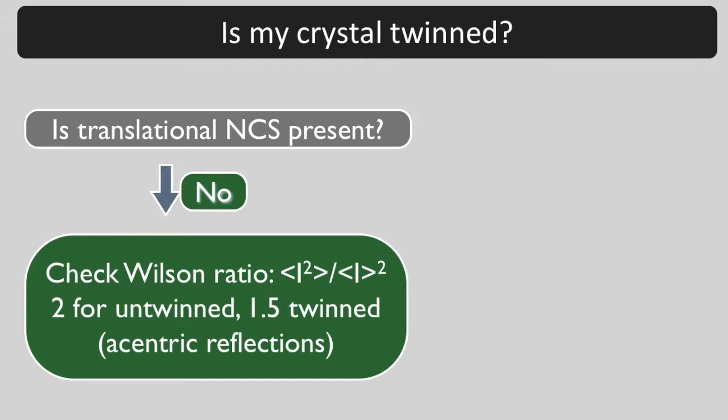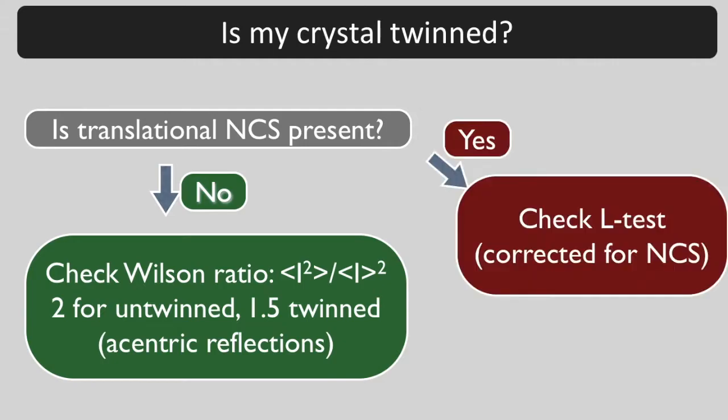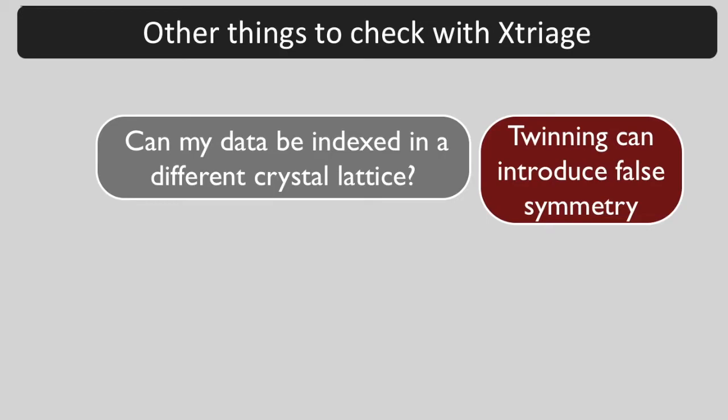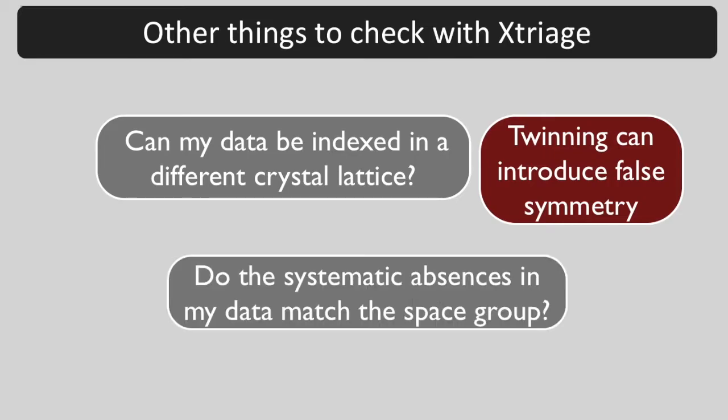If translational NCS is present, a separate test called the L test, which is corrected for effects of translational NCS, is used. Xtriage can also help you check if your data are indexed correctly. Note that twinning can introduce false symmetry into the intensities. Xtriage can also check whether the systematic absences in your data match the space group you specified.